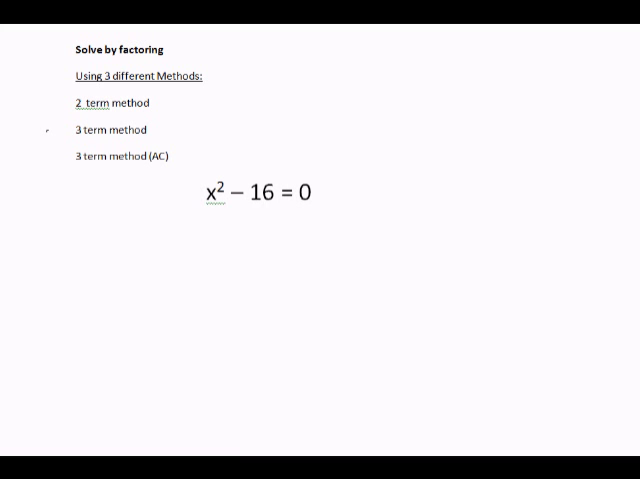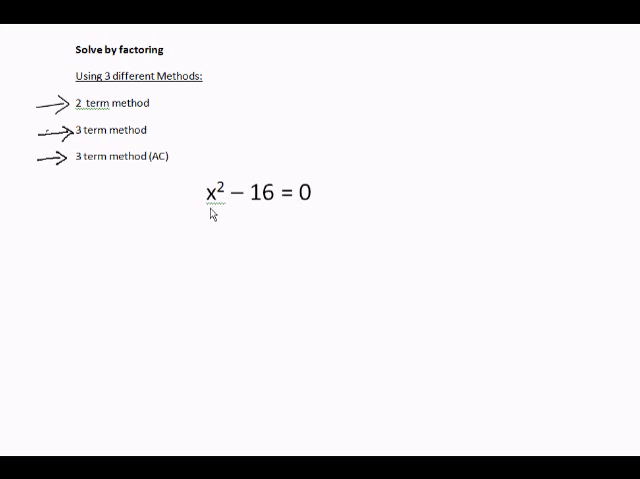This video is on how to solve by factoring. We're going to use three different methods to factor and solve. First, we're going to use the two-term method. Then we're going to use the three-term method when the number in front of x squared is 1. And then we're going to use the three-term method when the number in front of x squared is not 1. Sometimes it's called the AC method.